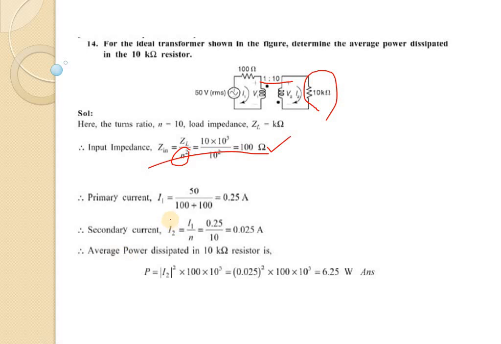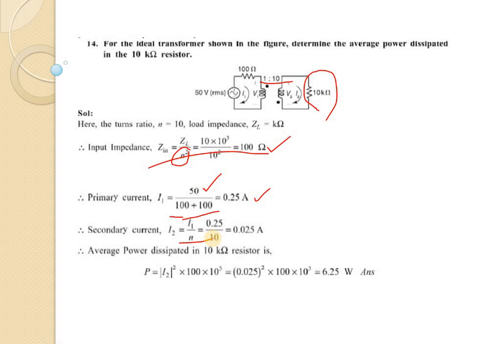Now we will calculate the current. The current is the voltage divided by the total resistance. Our source is 50 volts, the series resistance is 100 ohm, and we have calculated the input impedance as 100 ohm. So the primary current is 50 divided by (100 plus 100), that is 0.25 ampere. For the secondary current, using the transformer formula, I2 by I1 equals N1 by N2 from the turns ratio. From here we calculate the secondary current, that is 0.025 ampere.